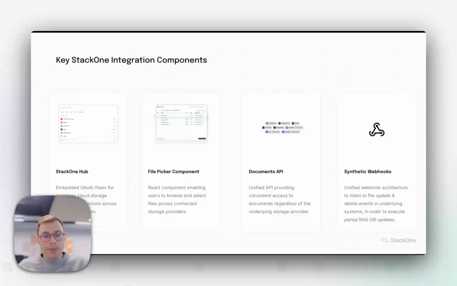Thirdly, we've got the Documents API. Now, this is a unified API that actually allows us to list files, download them, do other actions like updating and deleting across different document storage solutions like Google Drive or SharePoint, but also knowledge-based systems like Notion and Confluence.